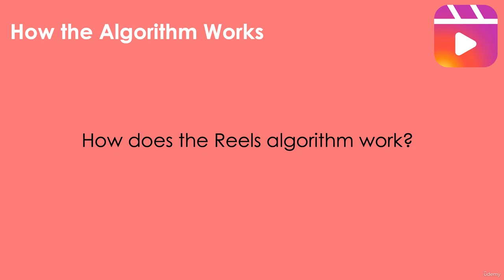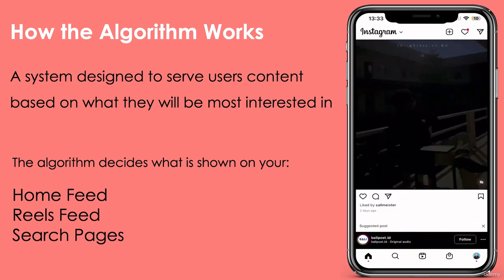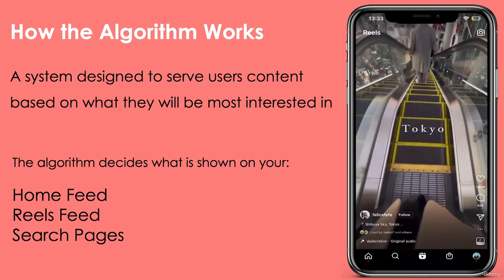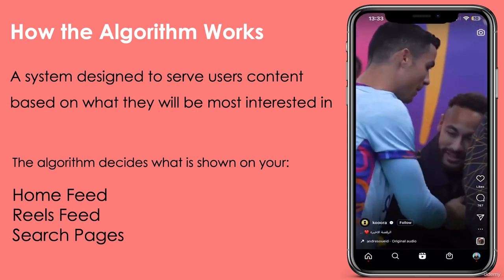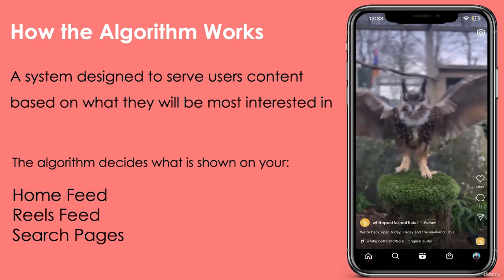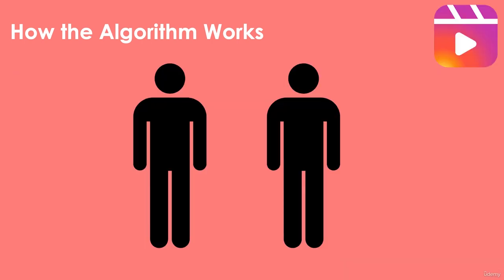So then, how does the algorithm work for Instagram Reels? Well, the algorithm is a complex system designed to serve users content based on what it thinks they would be most interested in. This determines what you see on the Reels feed, home feed, and search pages. It is important to know that your main feed, your stories feed, your Reels feed, and Discover pages will all have slightly different algorithms and different ways of recommending content. No two Instagram users will see the same Reels on their feed, and the Reels you see may change over time based on your viewing preferences or even your current interests.